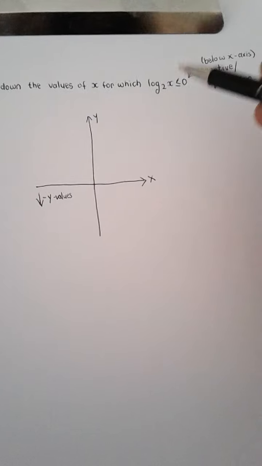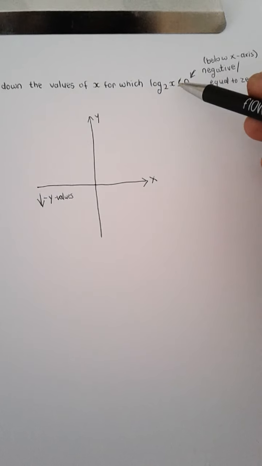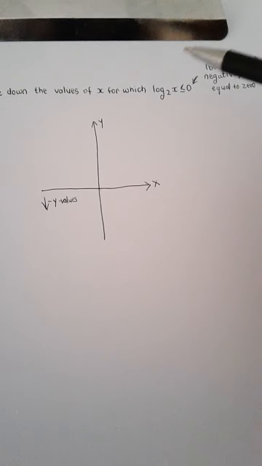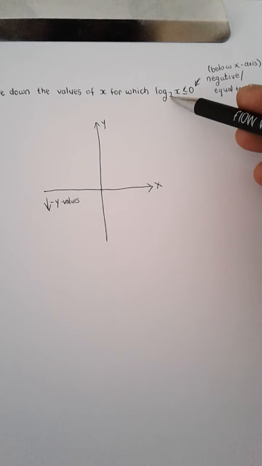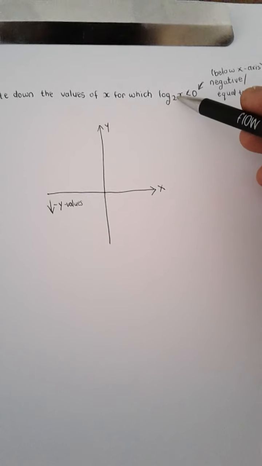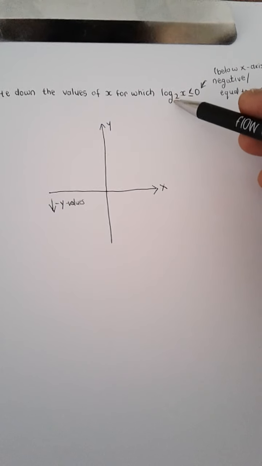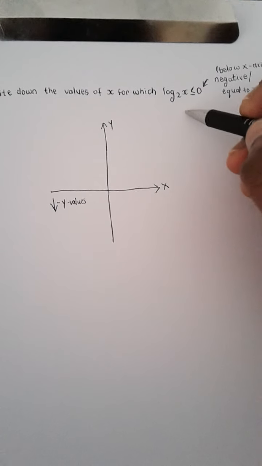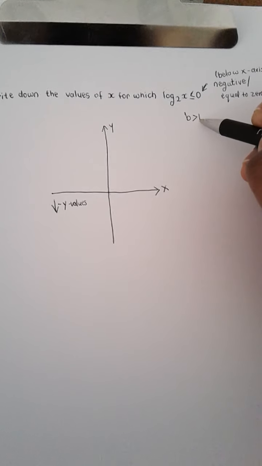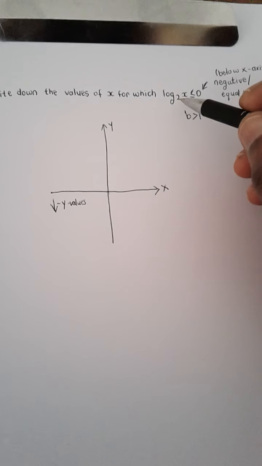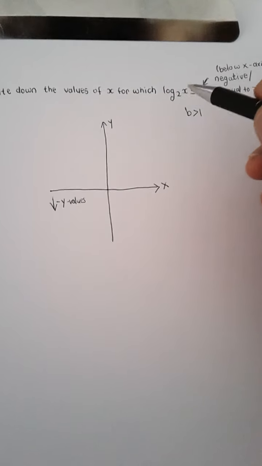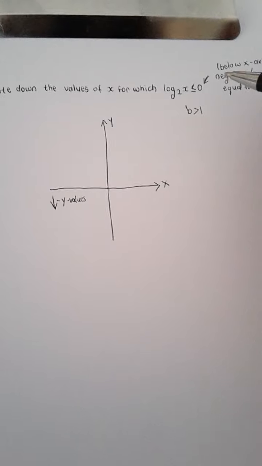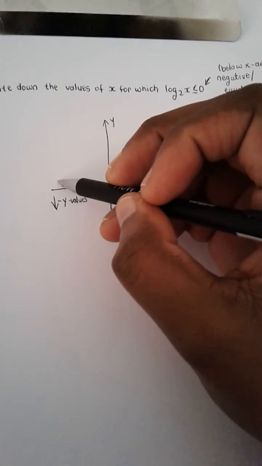So we are looking for where this graph, log base 2 of x, is below the x-axis and also intersecting the origin. Now let's sketch the graph of log base 2 of x very quickly. The base of this log is 2, a value greater than 1, which means that we have an increasing logarithm. If you can't remember what an increasing logarithm looks like, it's just a reflection of an increasing exponential.